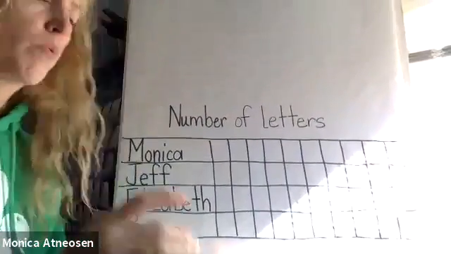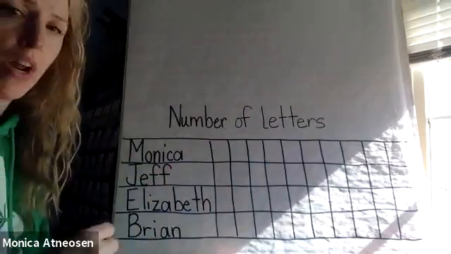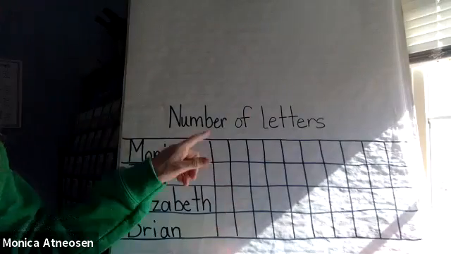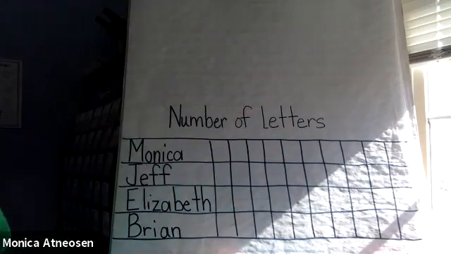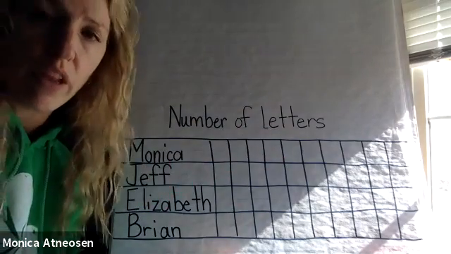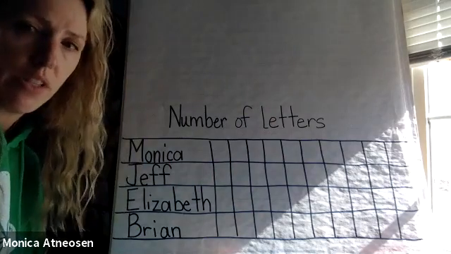And remember, our graphs always have a title, and that's what our graph is going to be about. So today, my graph is about the number of letters, and it's the number of letters in my family's names.